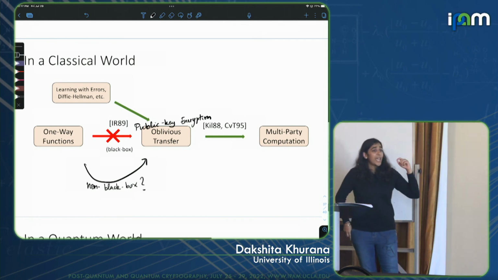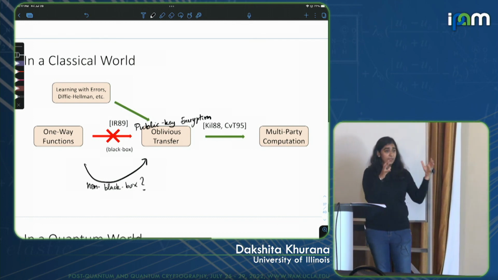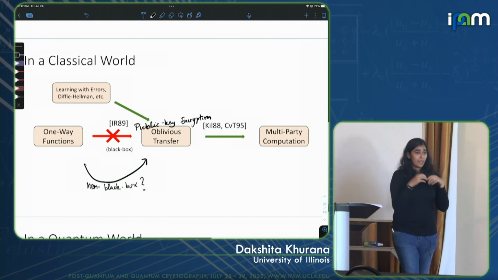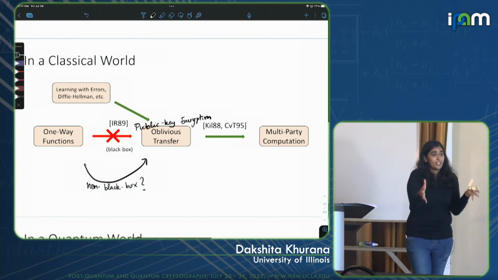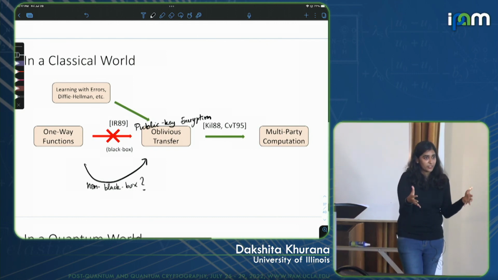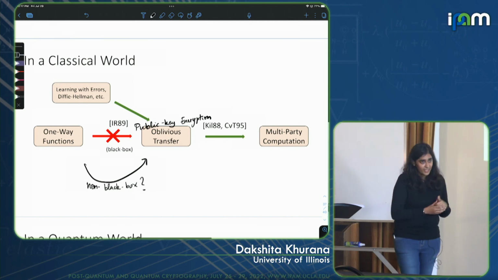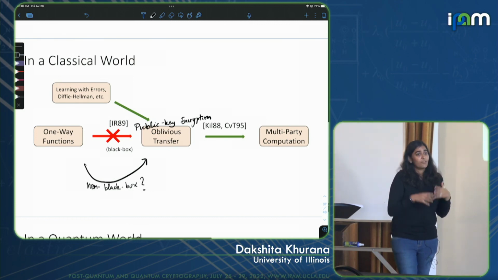Then any construction that would work even with this definition of a one-way function is unlikely to give you oblivious transfer. Now, unfortunately, most of the constructions that we have actually do work with black boxes for all primitives. So there's very few known ways to build objects that, okay, well, that's not entirely true. In this context, it is.